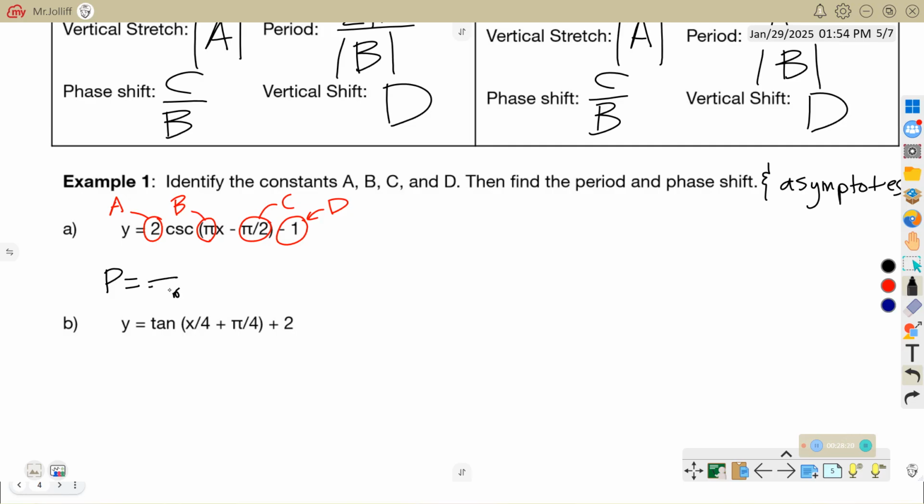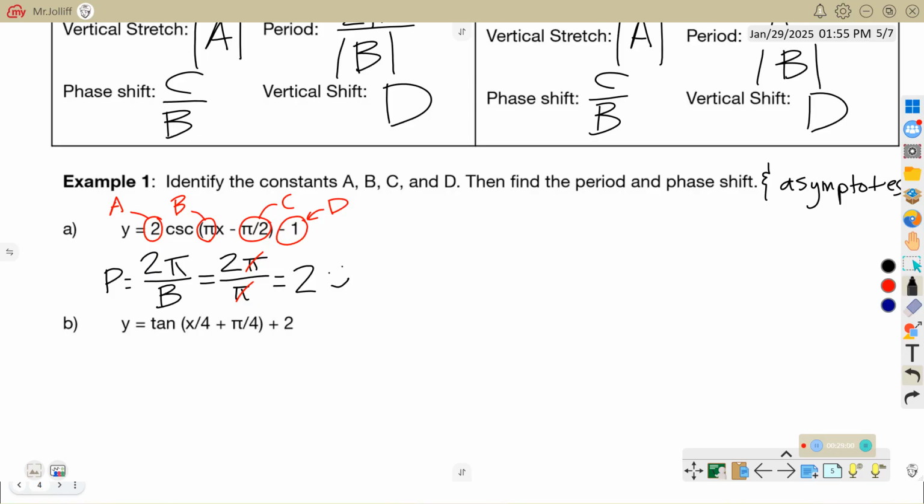I know that it's something over B. That something is either a pi or a 2 pi. This is cosecant. Cosecant's original period was what? 2 pi. It's the tan and cotan that get the single pi. So this is 2 pi over B. And our B is pi. So 2 pi over pi, which is what? 2. Heck yeah, those guys cancel. That makes me happy. I like nice, pretty whole numbers. Good.